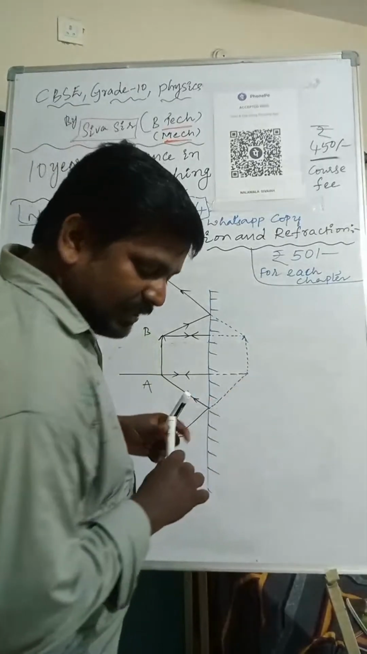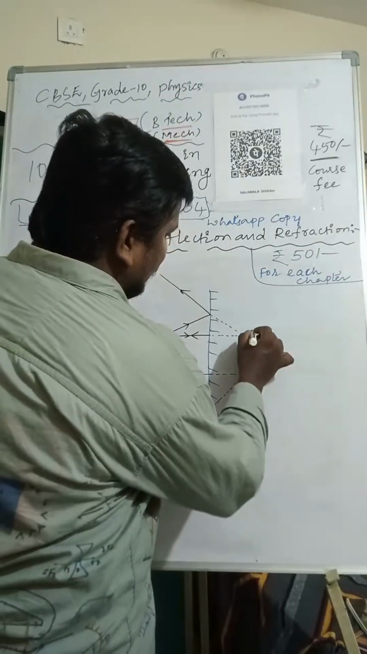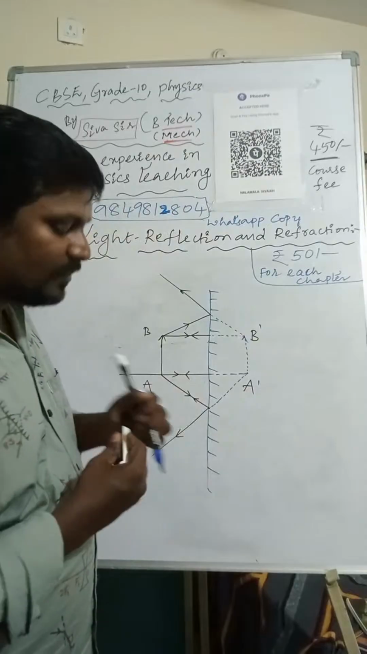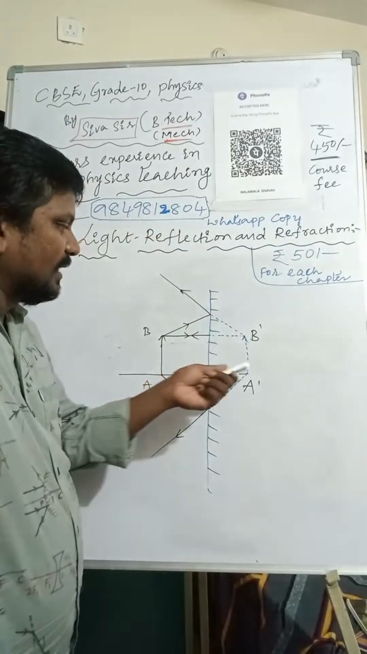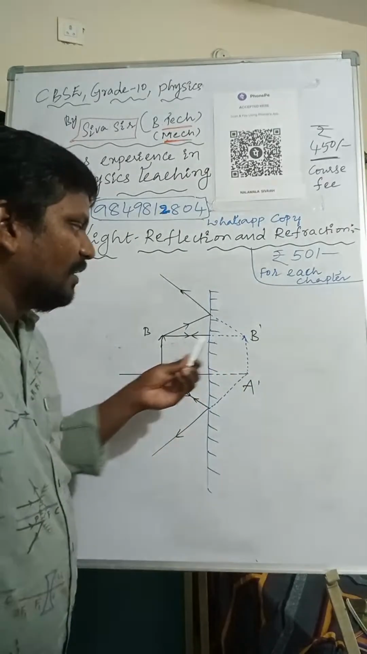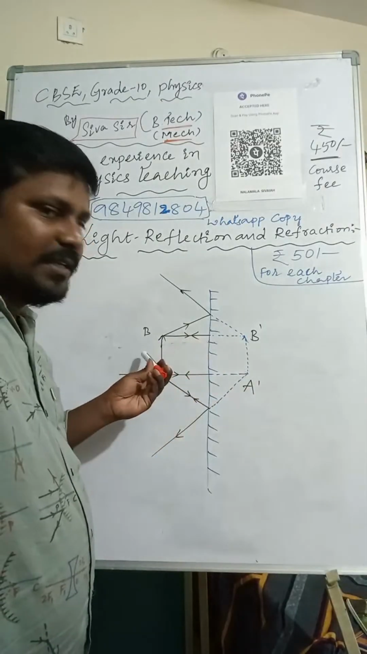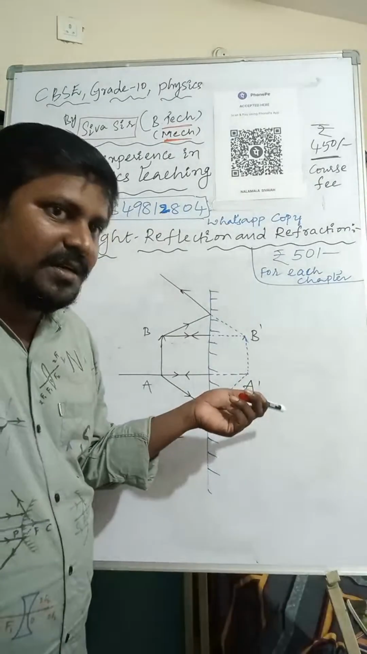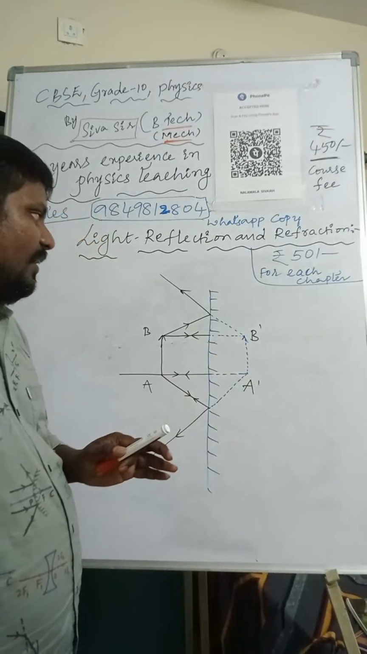So I'll go with a different pen. A dash and B dash. Here is the size of the object, and this is the size of the image. Right? So here we need to understand one thing.